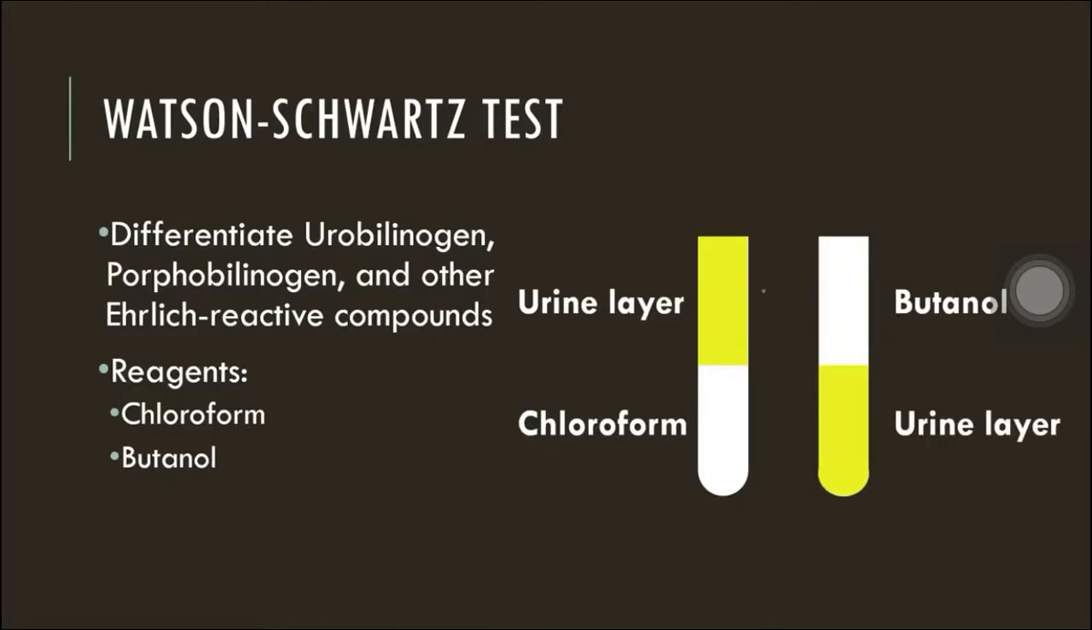So this is the basic setup for Watson-Schwartz. Urine layer, tas chloroform, sa butanol. So basically, yung palatandaan ko dyan yung ukbo: urine, chloroform, butanol, and urine layer.